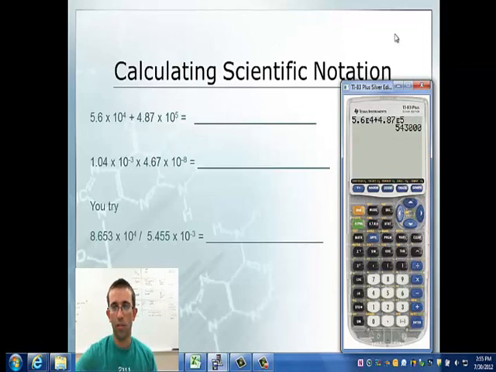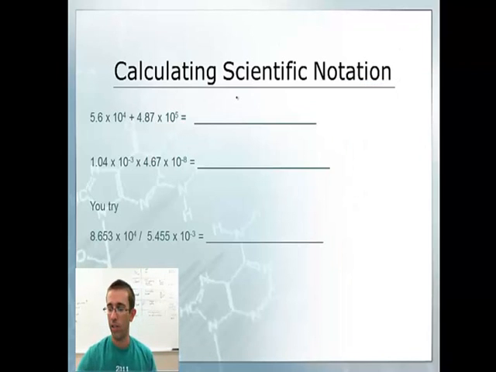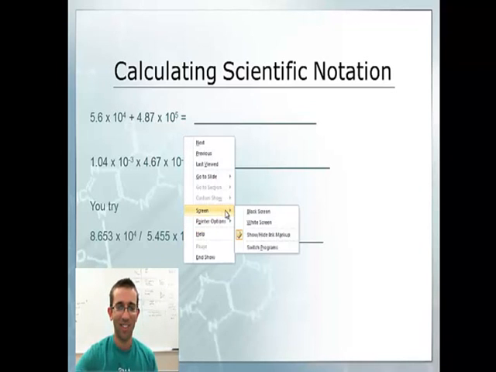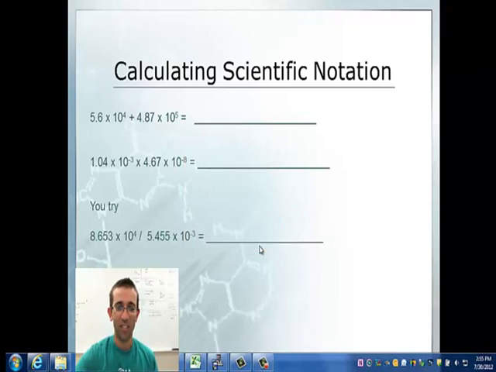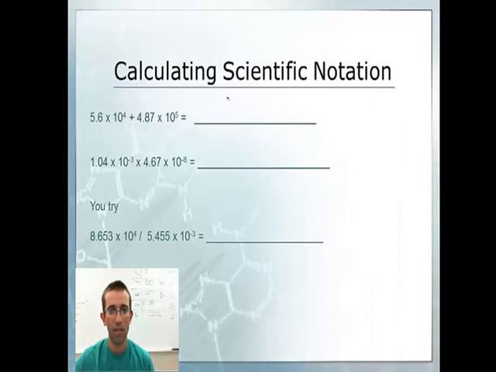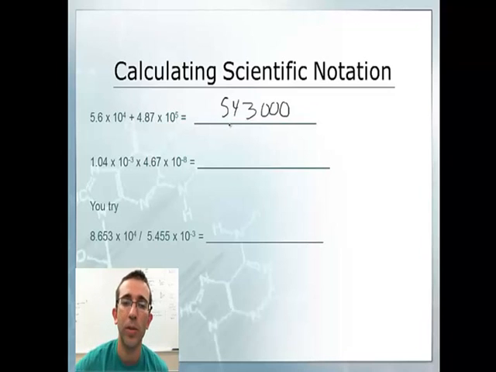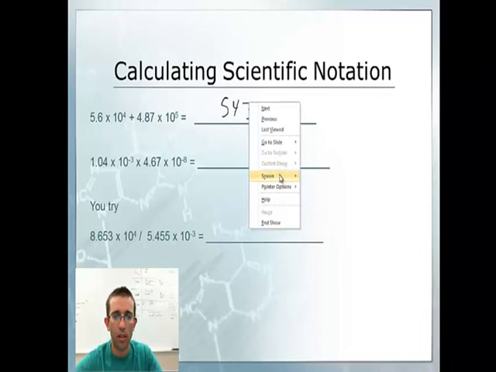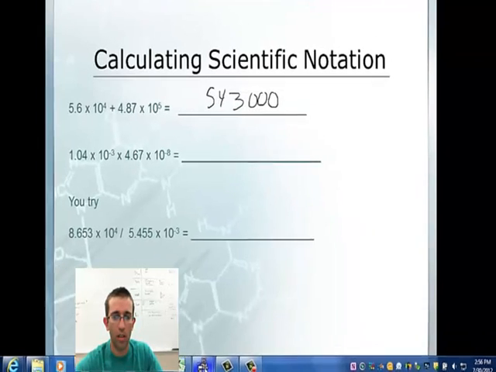Alright, so let's get that out of the way for just a second. And all of a sudden I forgot what it was. Look at me, forgetting what my answer was. 543,000. If you put that in scientific notation, that'd be 5.43 times 10 to the 5th. Alright, let's do the other one. Let's get our calculator back up here.